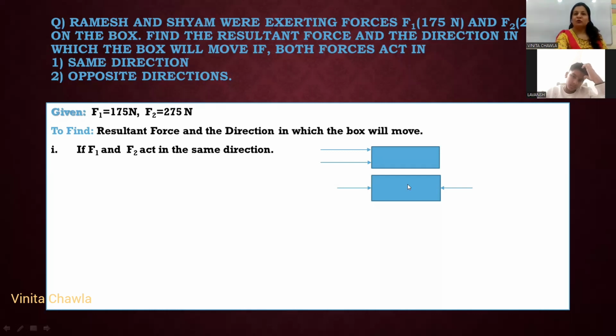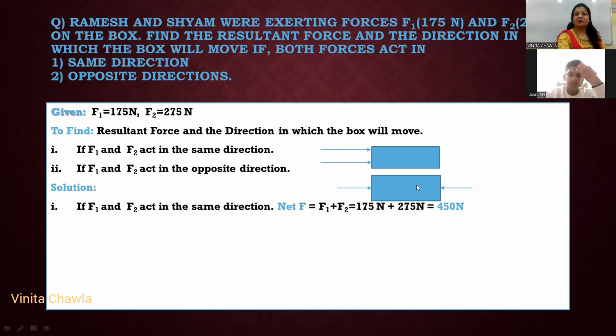So when F1 and F2 both are acting in the same direction, then the box will move to the right direction. And when F1 and F2 both are acting in the opposite direction, then it depends upon the direction of the greater force, right? Yes.